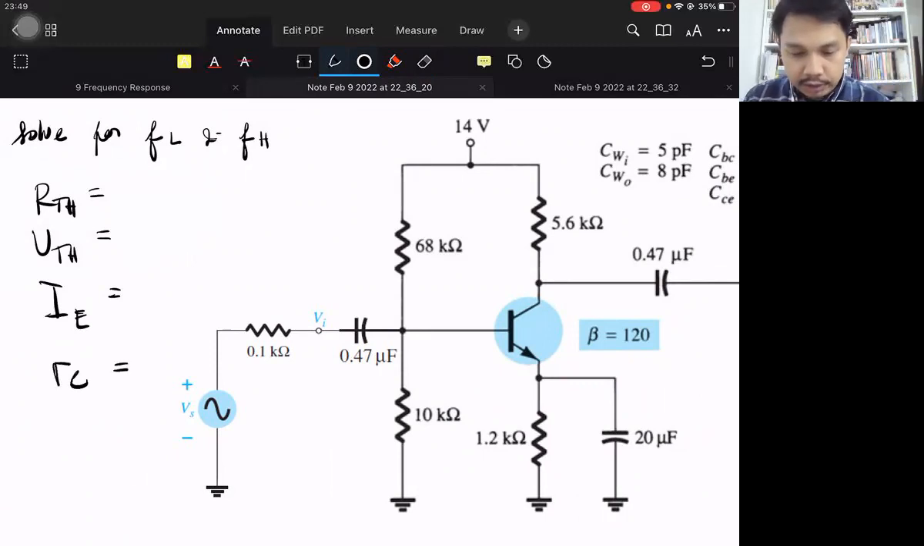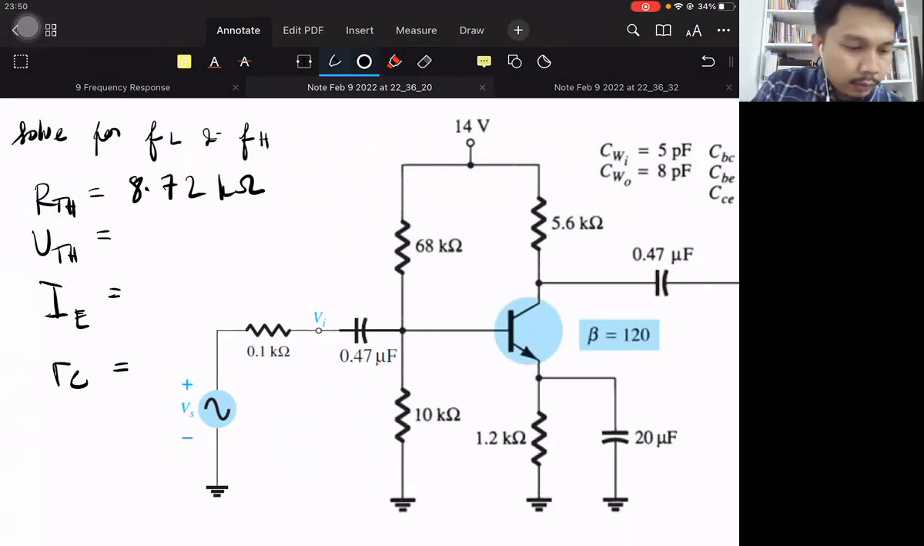So RTH is, I won't write the formula anymore. So 1 over 68k plus 1 over the other resistor plus 1 over 10K, giving 8.72K. VTH is 14 times 10 over 10 plus 68, which is 1.79 volts.